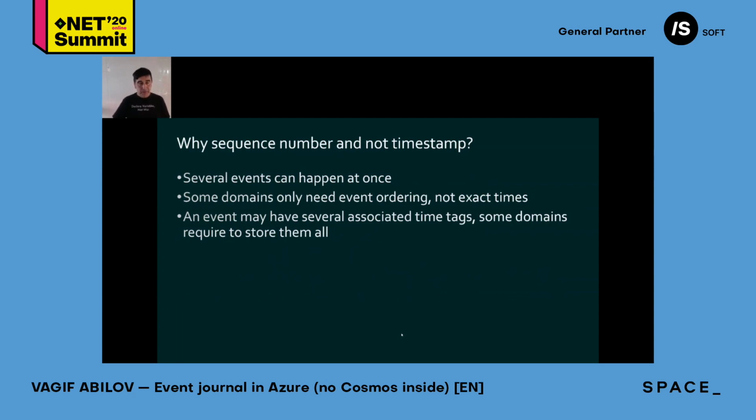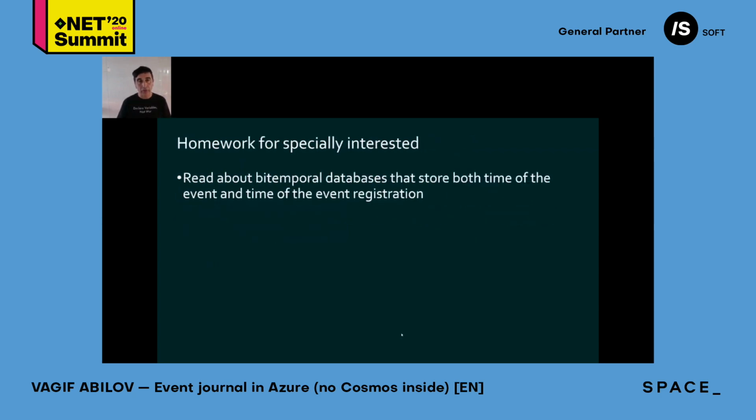But also, if we look deeper into the interpretation of time, we will understand that the time of an event really belongs to the domain, rather than to the actual event journal, because an event may have several associated time tags. Some domains require storing them all. So if you want to read more about this, you can read about bitemporal databases.